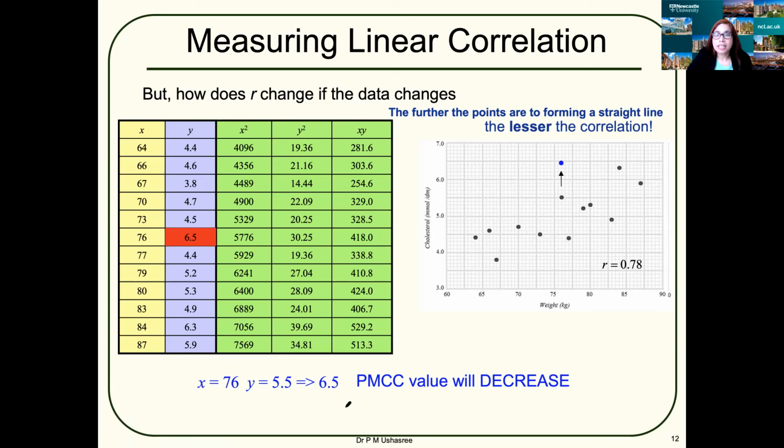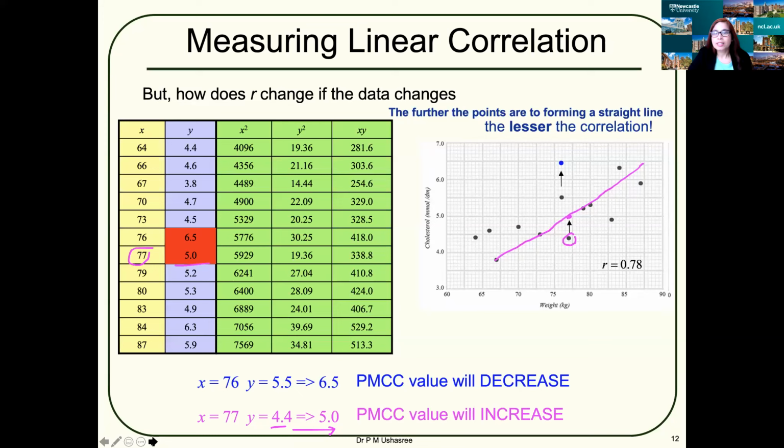Okay. Now let me take another example to show you. We have X is equal to 77, and now I'm going to increase 4.4 to 5. Increase, sorry. Somewhere here. So the point goes up. Look at that. Now the points are almost forming a straight line. Actually, this is not that scattered if this data value increases. So PMCC will increase because the closer the points are to forming a straight line, the greater the correlation.